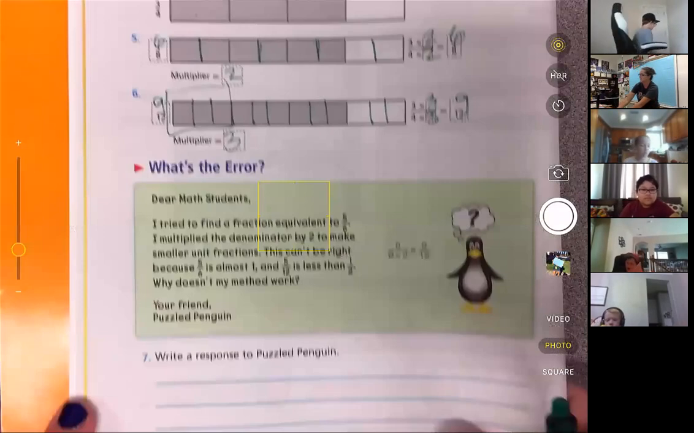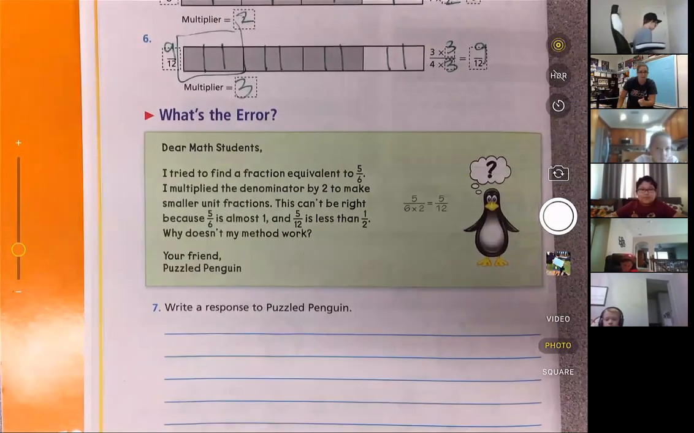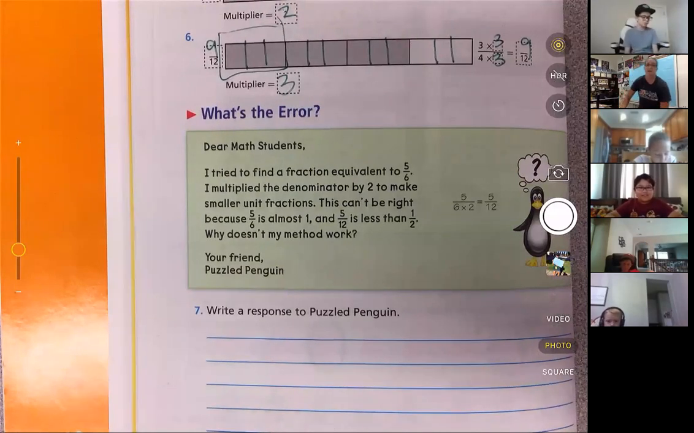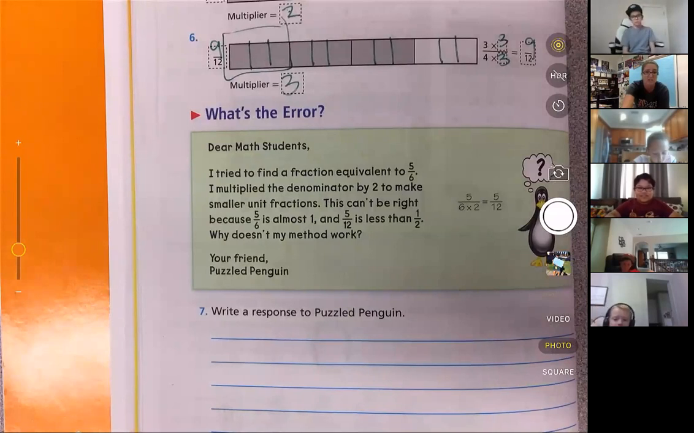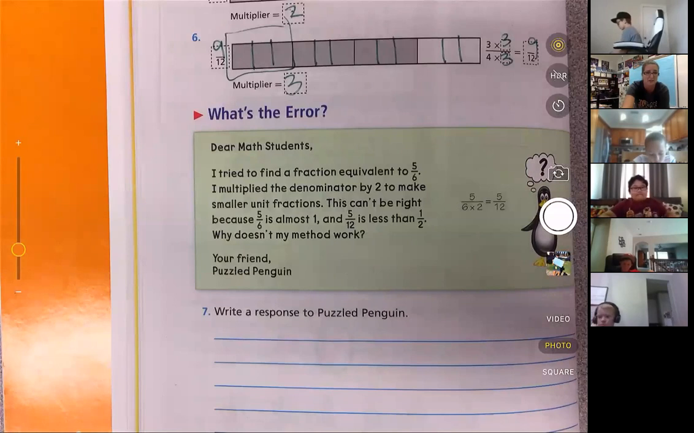Penguin, okay? For Puzzled Penguin, I'm gonna put you guys into breakout rooms. I'm gonna stop my recording and I'm gonna put you guys into breakout rooms. You don't need to write anything down, but in your breakout rooms, I want you talking about Puzzled Penguin and figuring out what he needs to do. So when you get there, have somebody read the situation, and then you're gonna go ahead and solve it, okay? So let me stop my share.